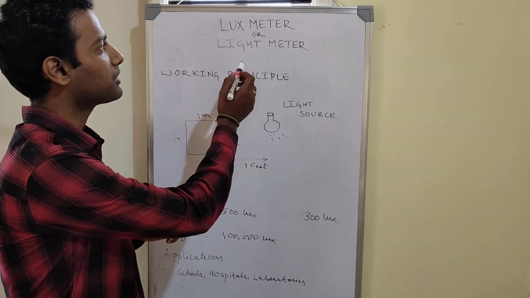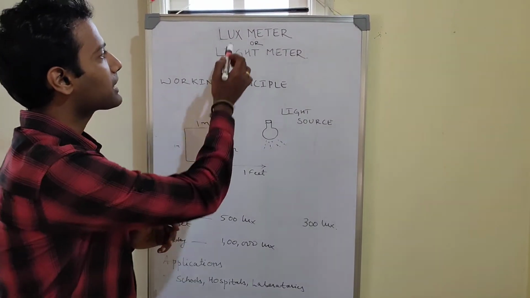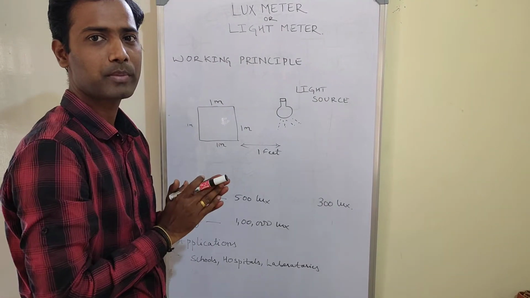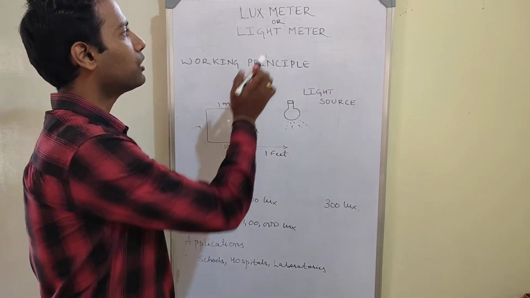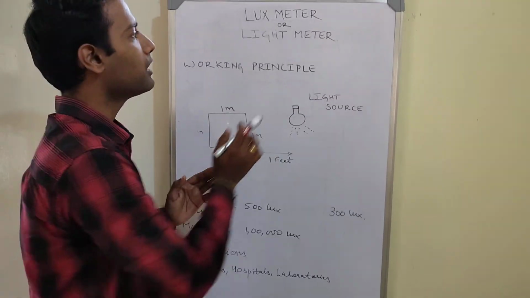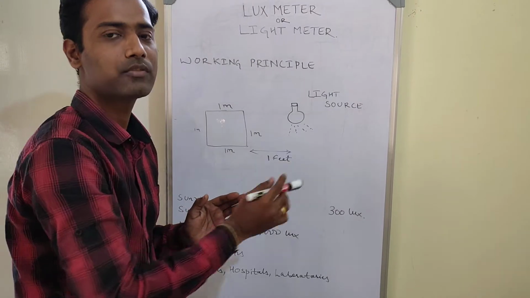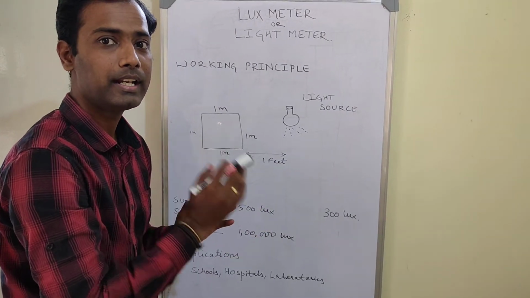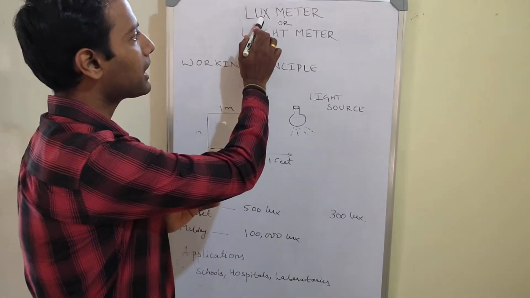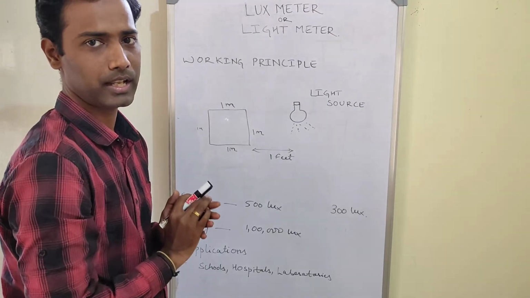So we are discussing this topic, Lux Meter or light meter, or digital Lux Meter. There are two types of Lux Meter, analog Lux Meter and digital Lux Meter. A digital Lux Meter is usually what is used nowadays. A digital Lux Meter, or digital light meter, is a device which is used to measure light intensity. Lux is a unit which is used to measure the intensity of light.